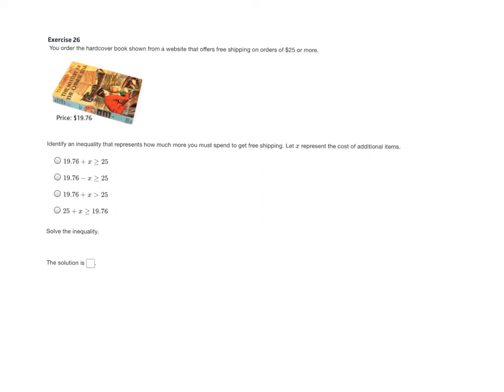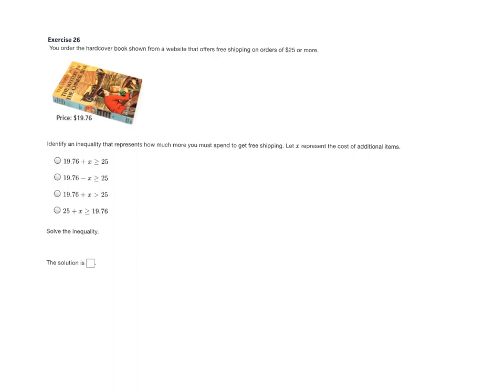The last one, 26. You order a hardcover book from a website that offers free shipping on orders of $25 or more. This is a pretty common practice, especially if you're on sites such as Amazon. Identify the inequality that represents how much more you must spend to get free shipping.